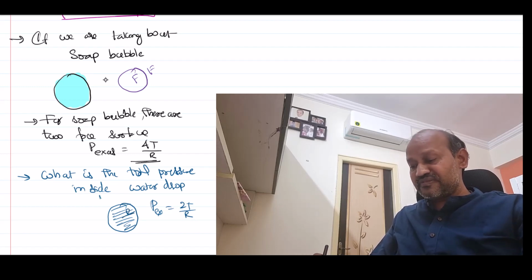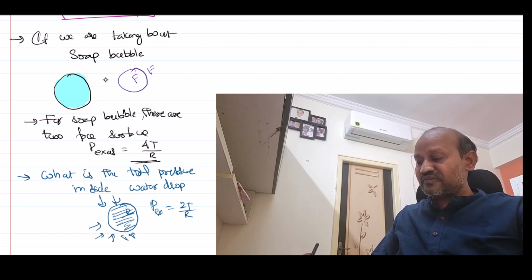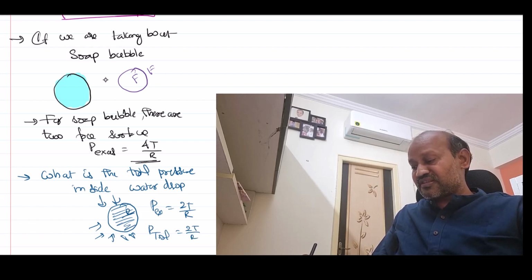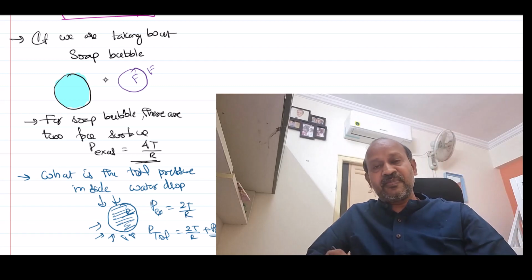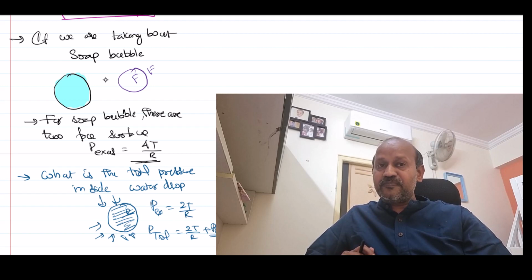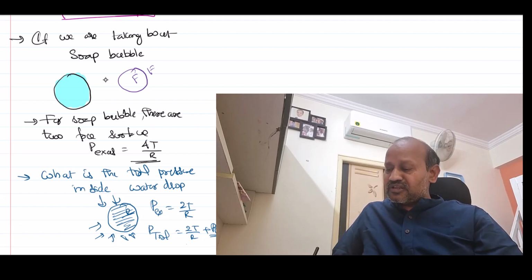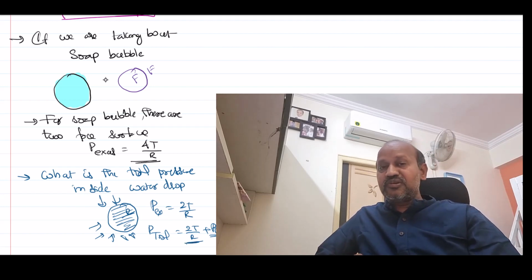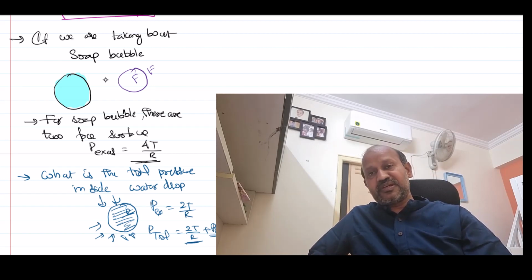But this is in an atmosphere. The atmosphere is also continuously applying a pressure on it. So if you want P total, we have to add the pressure due to the surface tension and the pressure due to the atmosphere, P naught, that is 1 atmospheric pressure, or 1.01 into 10 power 5 Pascal. If you are talking about a soap bubble, we won't write 2T by R, but 4T by R. That's how we can calculate the excess pressure as well as the total pressure in a soap bubble as well as a water drop.